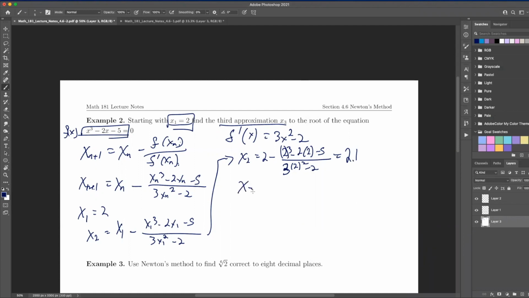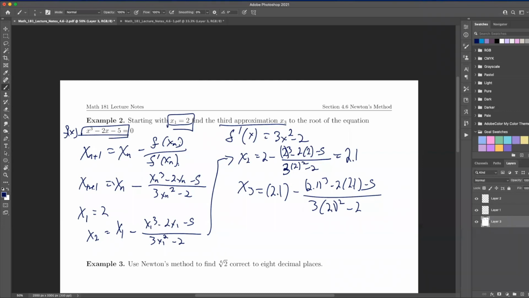So x3 is just going to be, we're just going to plug in 2.1, so 2.1 minus (2.1 cubed minus 2 times 2.1 minus 5) over (3 times 2.1 squared minus 2). So whatever you get here, you just plug that back into where you saw parentheses last time, right? And now that's how you just do the next step. And so that makes it real easy.